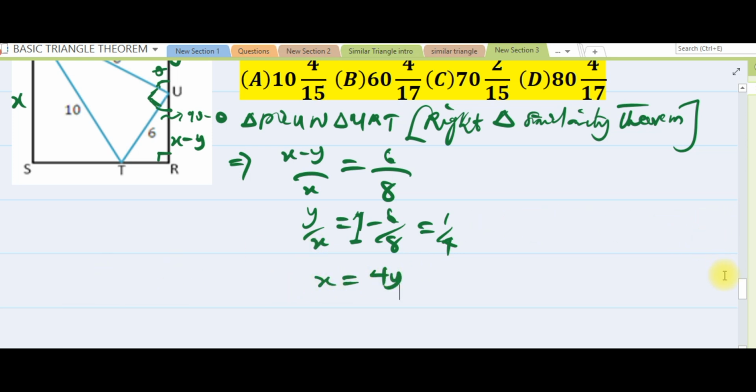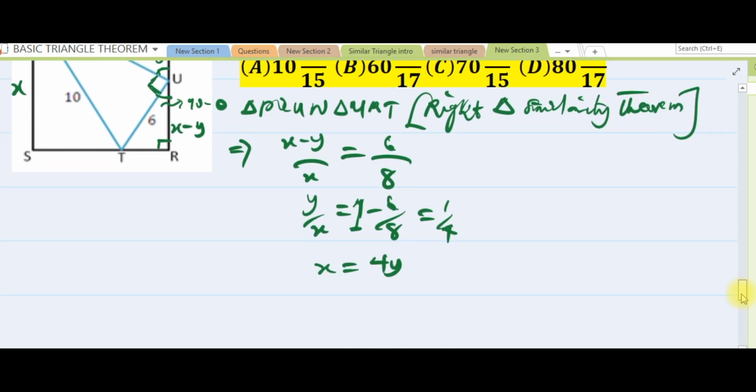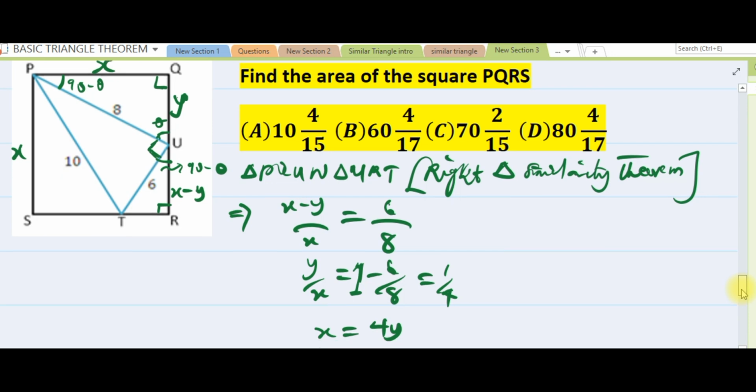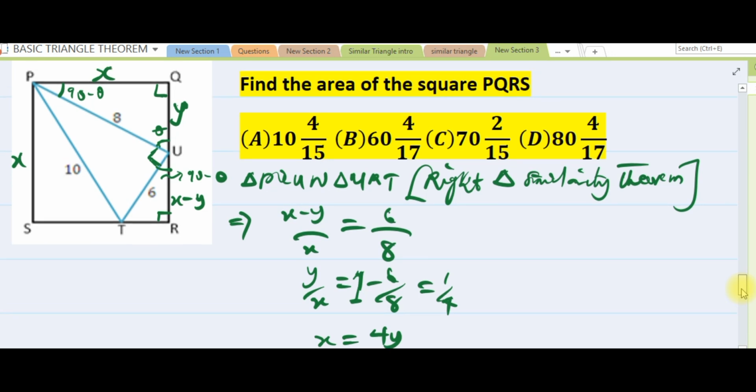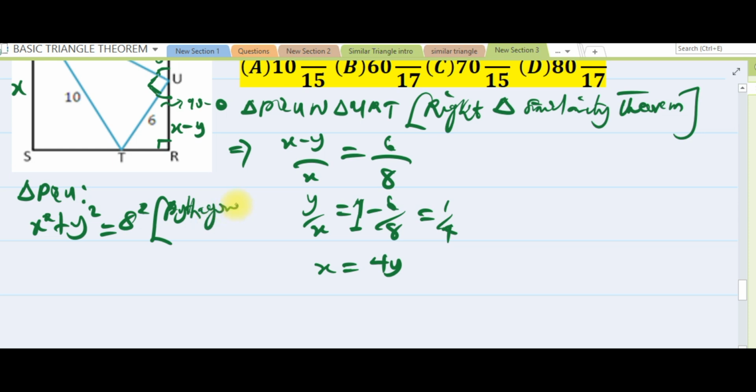But remember, we can still solve something again. This is a right angle triangle, so using the Pythagorean theorem, from triangle PQU, you notice that x squared plus y squared must be equal to 8 squared.